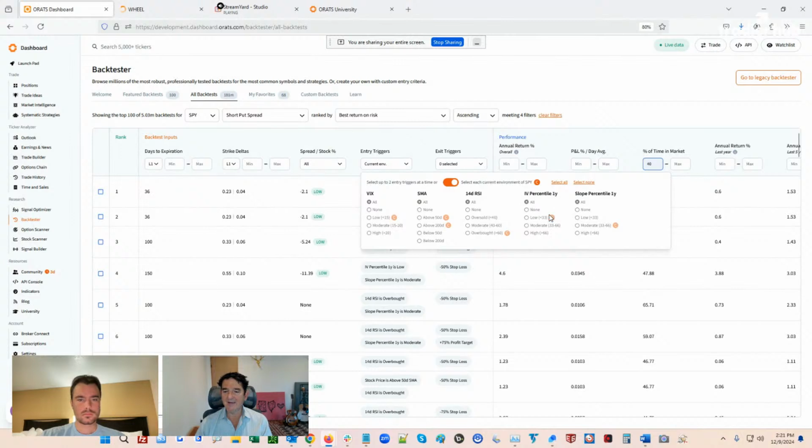The IB percentile is low, lower than 33. And the slope percentile is moderate. I would have thought that was high, but I think it's been on the highish end of that. So that's where things are now.